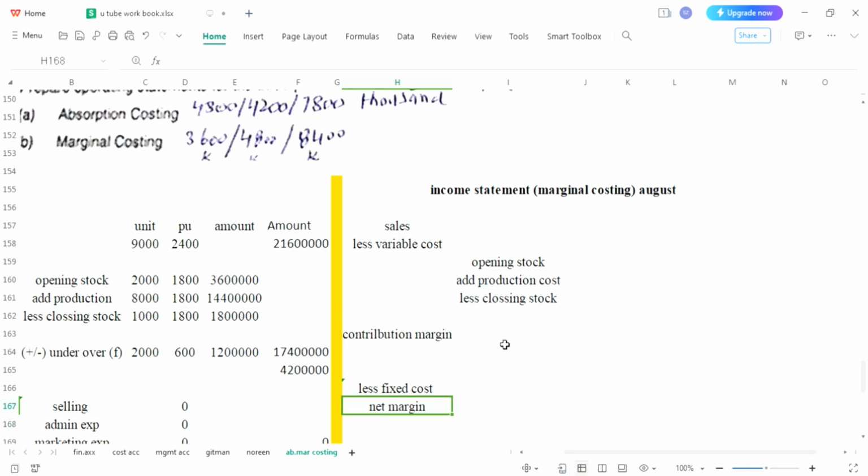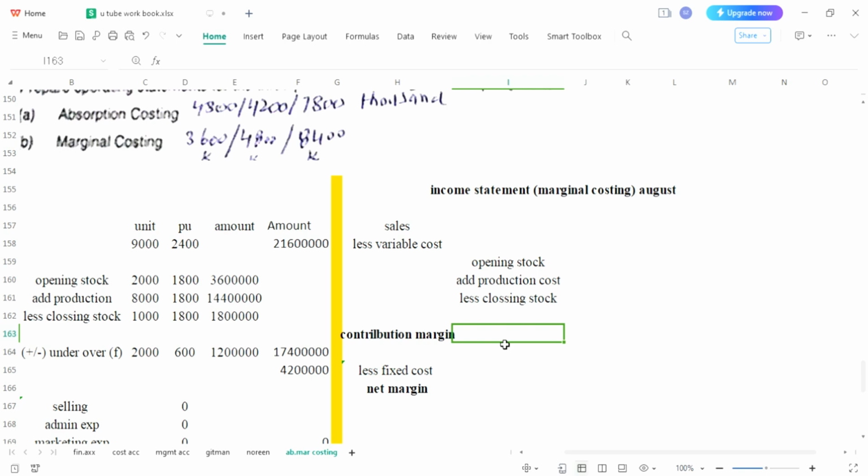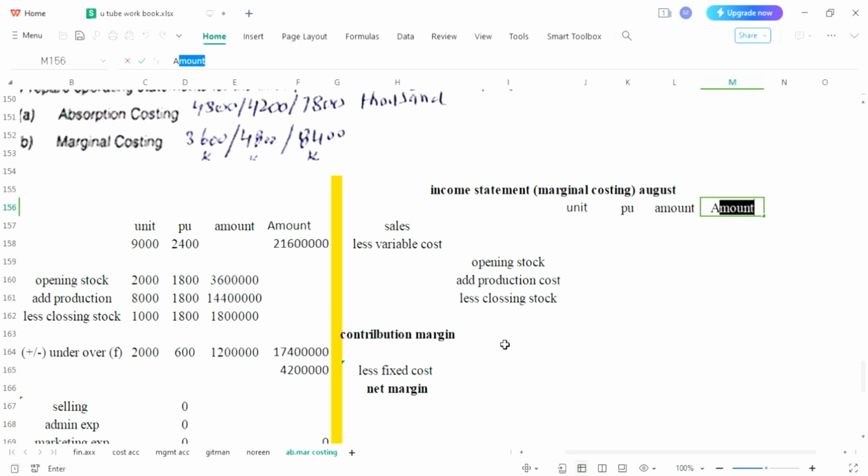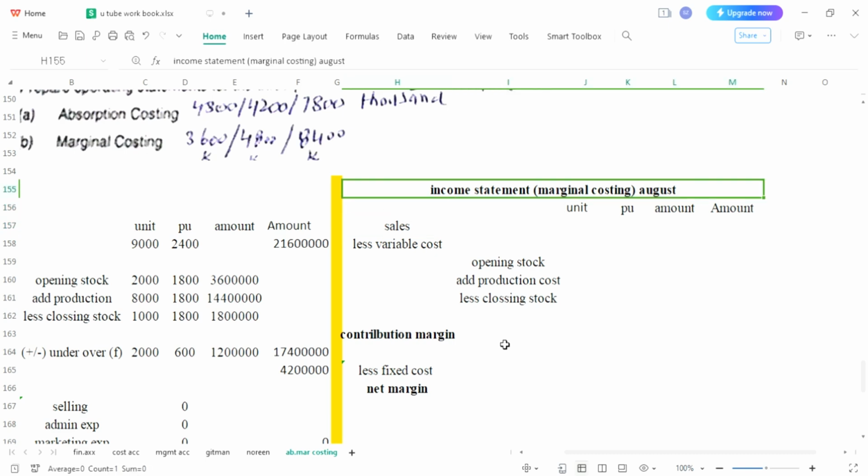So in this way, our statement according to marginal costing will be completed. I think this space is unnecessary. We can put it directly over here. Similar way, you will be writing units, per unit, and then amount, and then finally main amount would be written over here. First part would be solved.